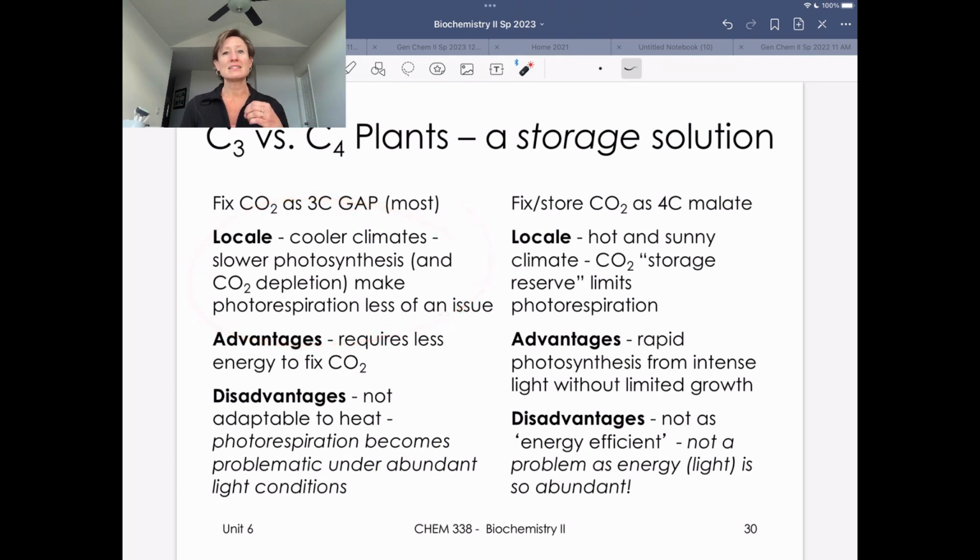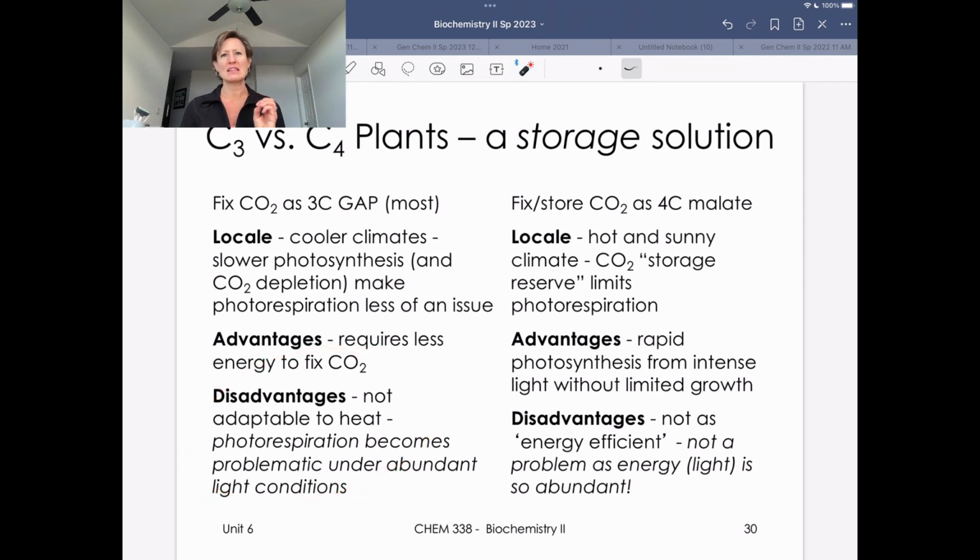These plants tend to live in very, very cool climates. Photosynthesis rates are slower, so CO2 depletion is not as problematic. So photorespiration really isn't much of an issue. So they don't have those localized depletions of CO2. So photorespiration isn't necessarily a problem. So they're much more energy efficient because they're going to be fixing CO2 and not having sort of that photorespiration piece burning up their ATP.